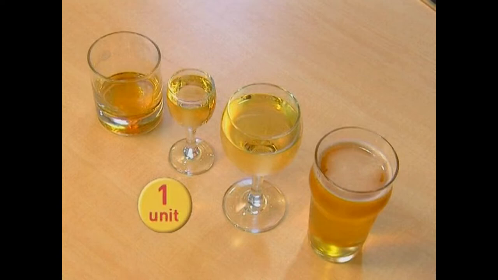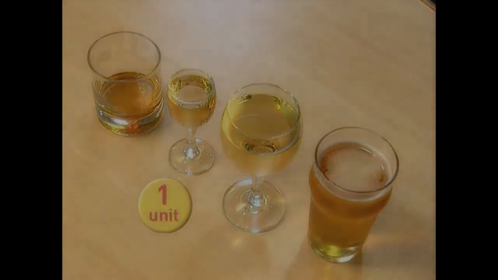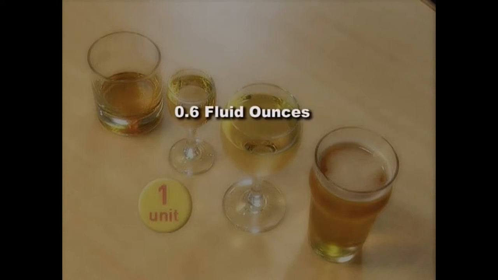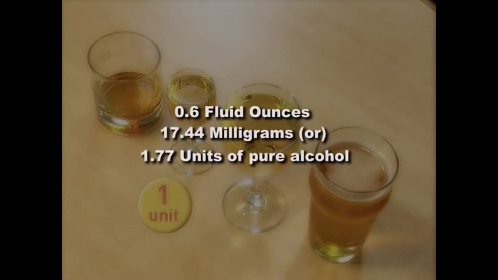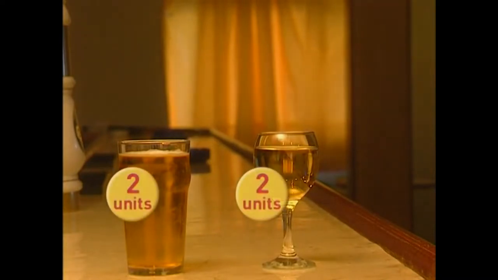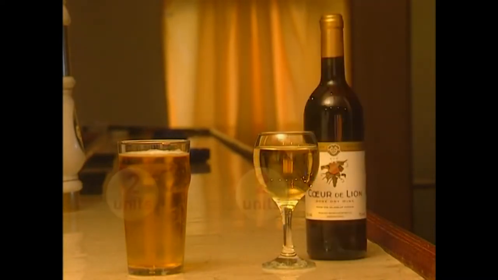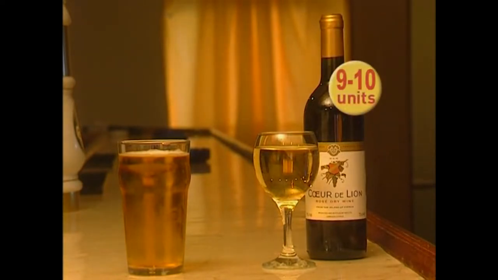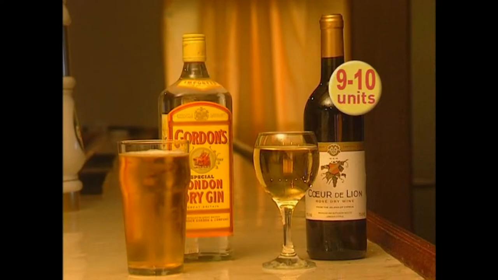In the United States, for example, a standard drink is any drink that contains about 0.6 fluid ounces, which equals 17.44 milligrams or 1.77 units of pure alcohol. A large glass of ordinary beer or a large glass of wine contains 2 units, whereas a bottle of wine, either still or sparkling, contains between 9 to 10 units. There are 30 units of alcohol in a bottle of spirits.